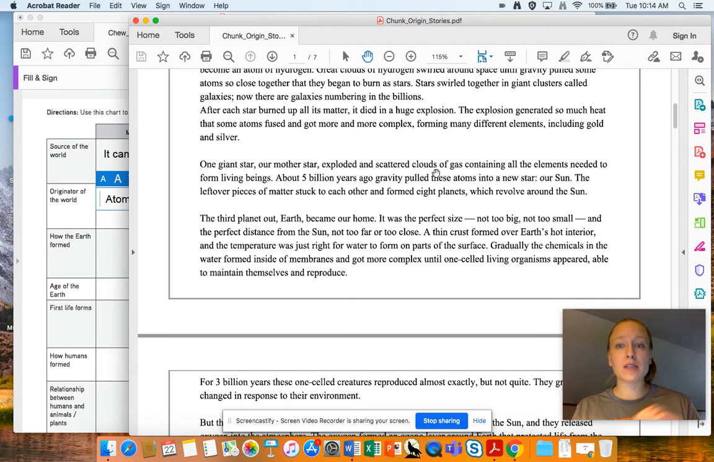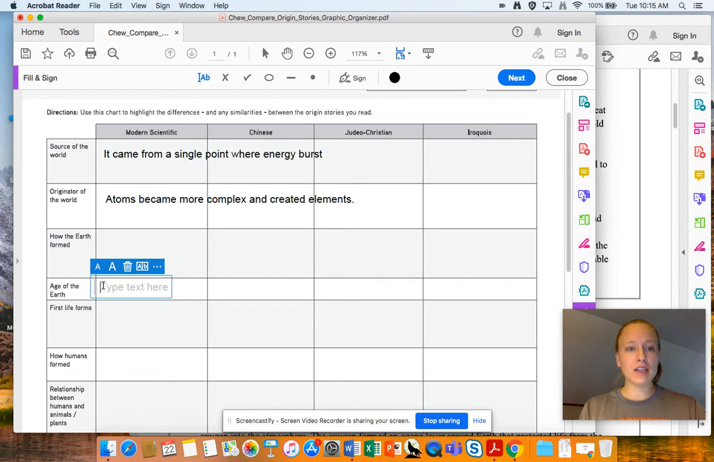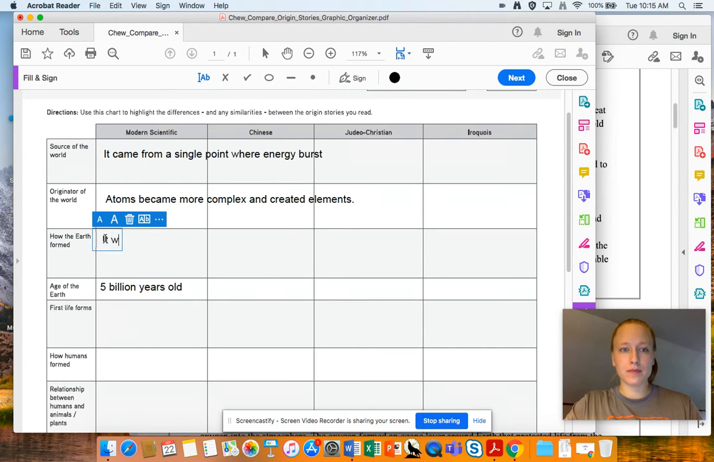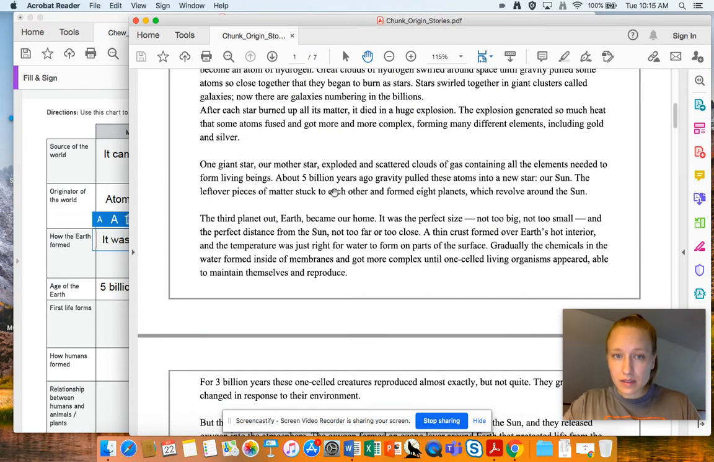One star exploded and scattered clouds of gas. So about 5 billion years ago, that happened, and then that formed our sun, and the leftover pieces started revolving around the sun. So the Earth was formed 5 billion years ago when there was an explosion that created our sun. So the age of Earth, 5 billion years old. It was formed by an explosion that created the sun and the pieces of matter revolving around it, one of which is the Earth.